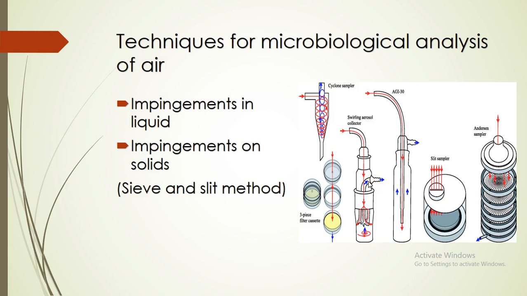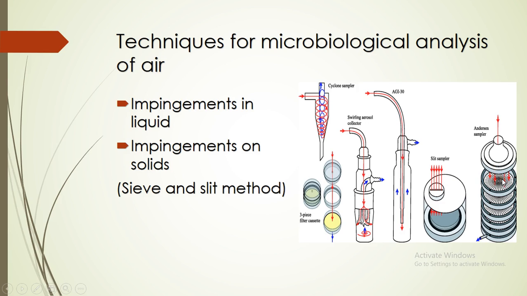Then if you talk about a measured volume of air sampled through, we have the sieve and slit method. This is the sieve apparatus, and this is the slit sampler. Sieve devices contain large holes, as you can see here.